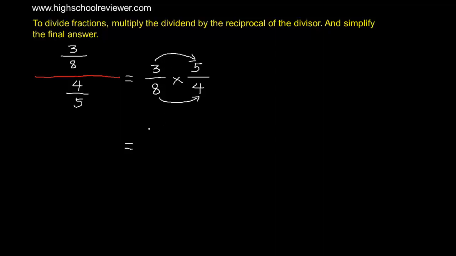We have 3 multiplied by 5, which is 15, and 8 multiplied by 4, which is 32. Now, let us look if we can still simplify 15 over 32. We cannot simplify 15 over 32 anymore. Therefore, 15 all over 32 is our final answer.